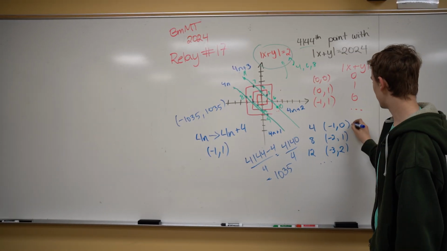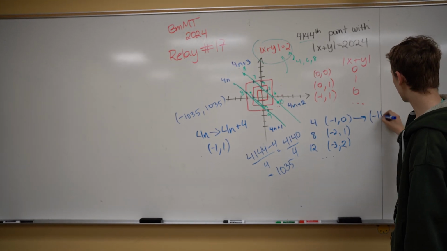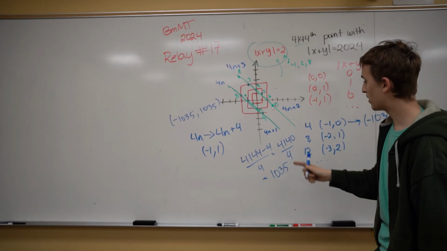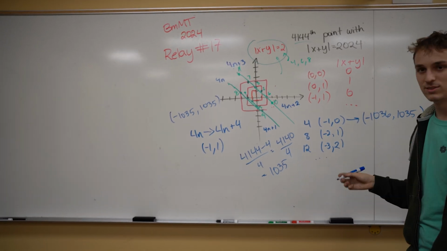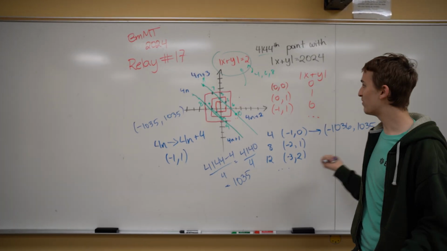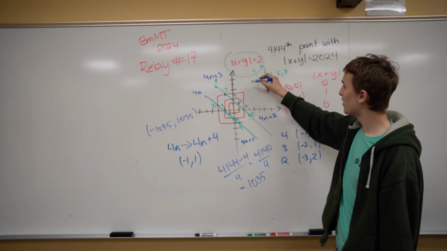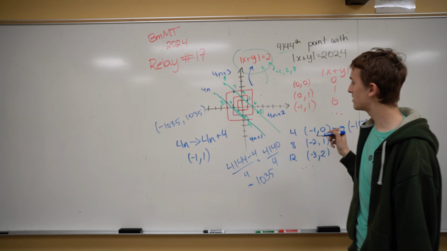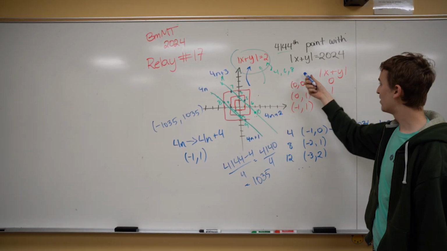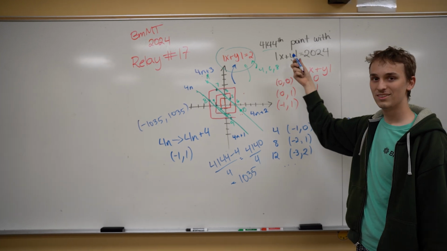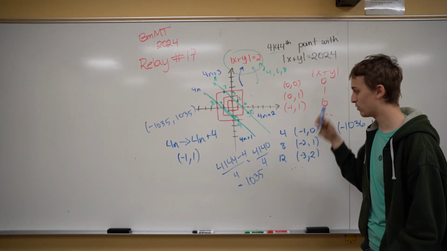So from this point, we'll step 1,035 to the left, which will put us at negative 1,036, and 1,035 up, which will put us at 1,035. So this is, miraculously, somehow we found the 4,144th intersection, unfortunately, with this set of lines. But that's not the set of lines we were originally interested in. We want to know the 4,144th intersection where x plus y has absolute value 2024.